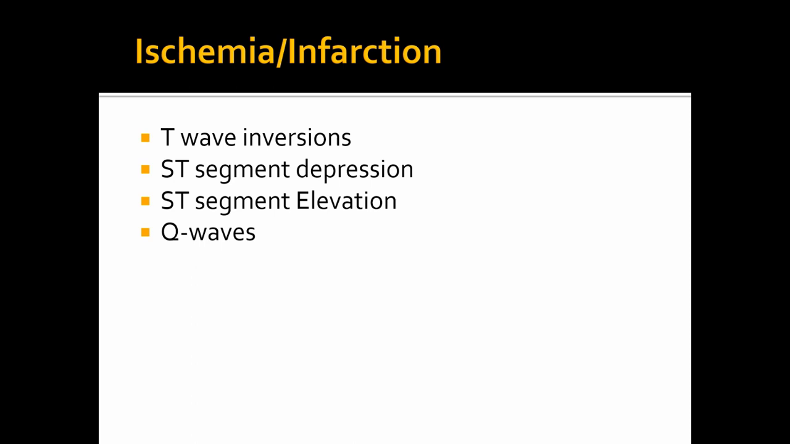Regarding ischemia and infarction, these four parameters are usually used. T-wave inversions indicate the presence of ischemia, and these can be present during ischemia, or these can be a non-specific finding of ischemia. ST segment depression, ST segment elevation, and the presence of Q waves. These all indicate the presence of ischemia and infarction on an ECG.